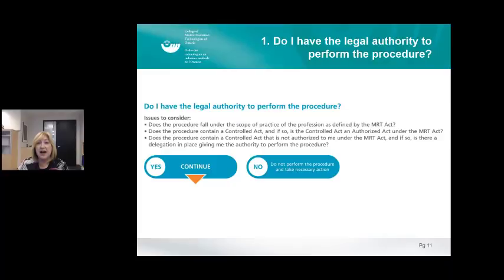And so after you've asked yourself these questions, if the answer to them is yes, then you would continue on to the next question. And if the answer is no, you do not perform the procedure and you take necessary action to correct the situation. And that's going to vary depending upon the situation and the conditions in your organization where you're practicing. So we won't get into those resolutions today, but we will pose some questions for you to be considering and thinking about as you go through your day-to-day practice.